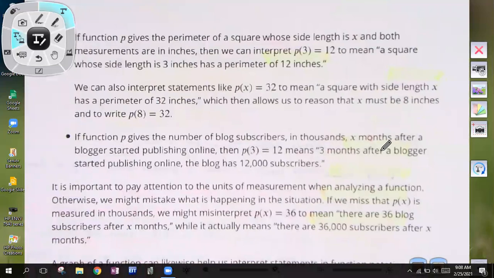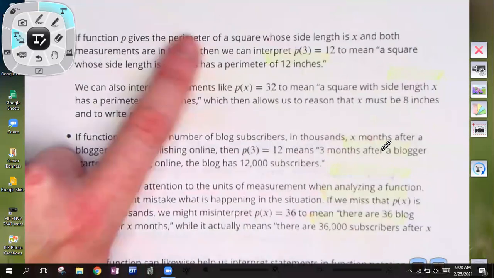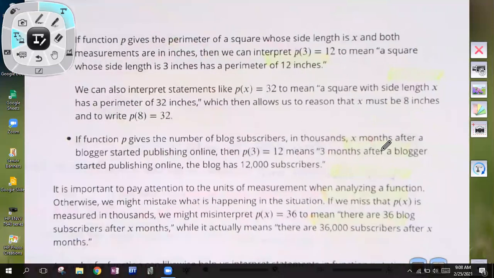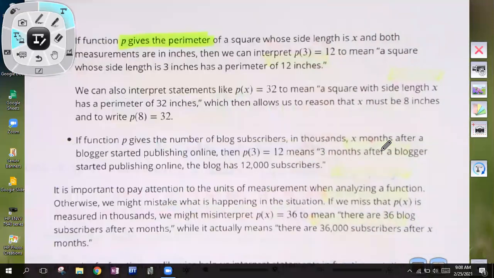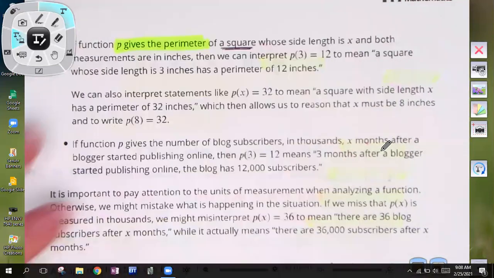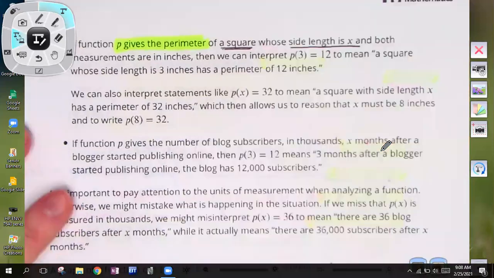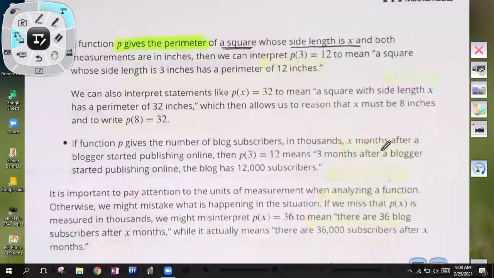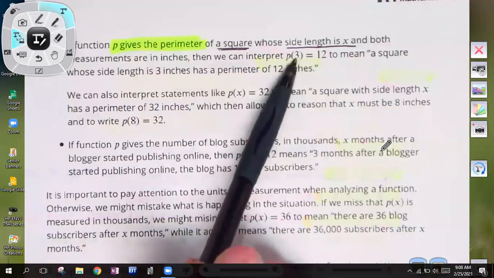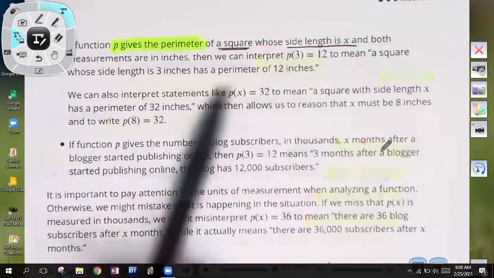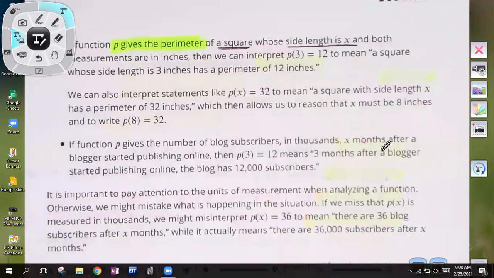So the first one is an example. It says, okay, we want P to represent the perimeter. Okay, so that's the name. All right, and it's going to be for a square. So it's important that it's a square because what do we know about squares? All the side lengths are the same. The side length is x, and both are in inches. So when we're talking about that, 3 is going to represent the side length, and 12 would be the perimeter, which is what that last thing says.